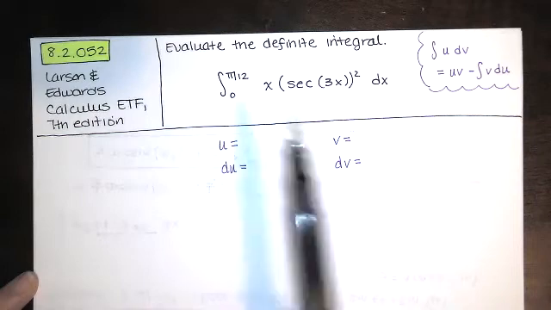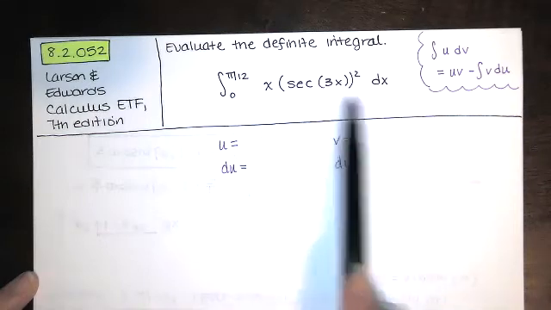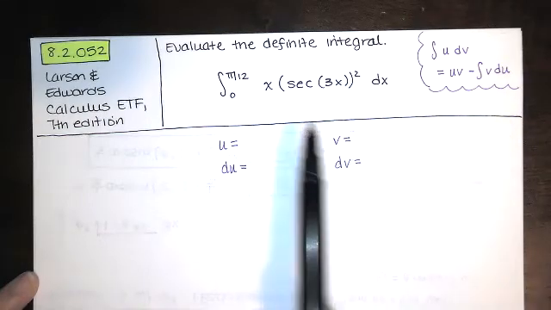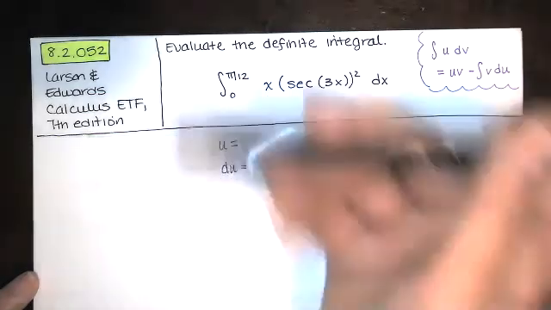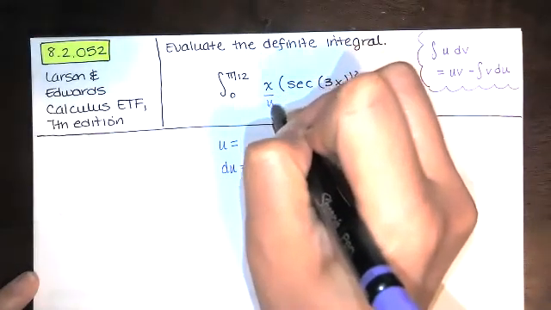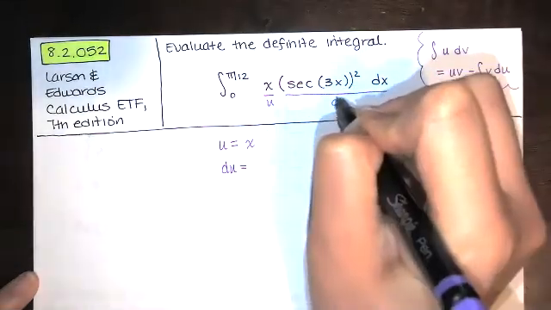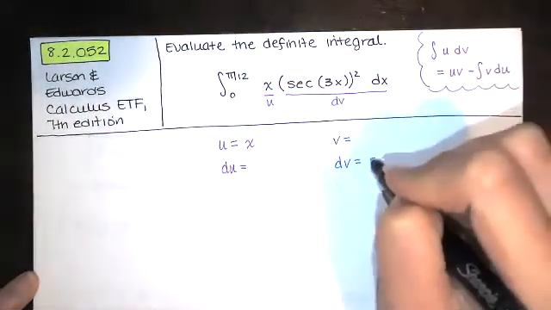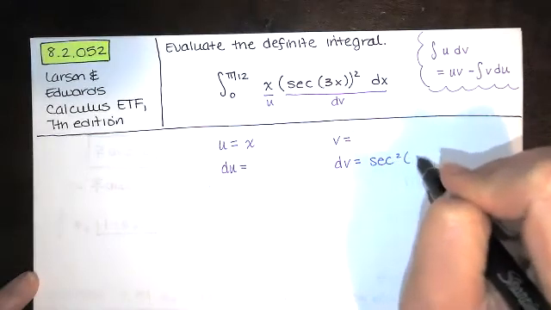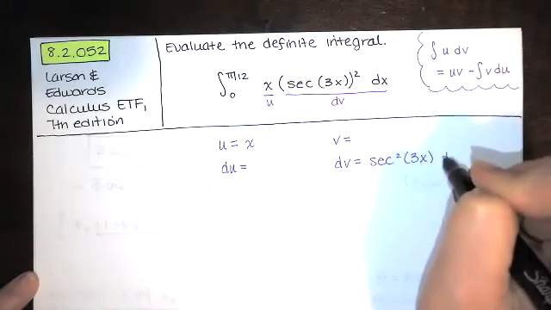But if there's no log or no inverse trig function, usually let u be the polynomial. In this case, we've got an x. So I'm going to let u equal x, and then dv is everything else, which I'm going to write as secant squared 3x dx.